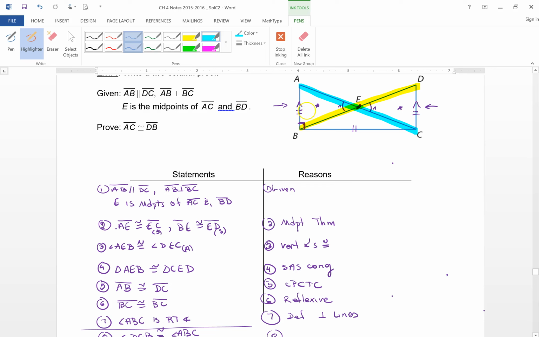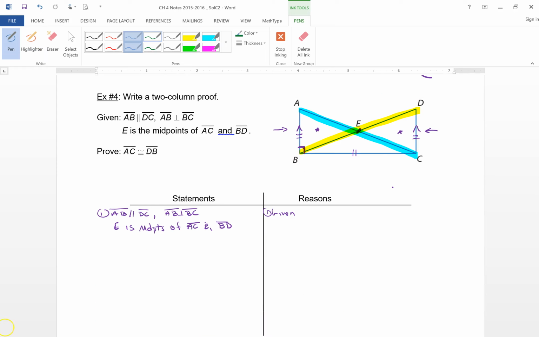When I do that, the second step is to prove the big triangle here and the big triangle here are congruent. Okay? So, should I continue or start this all over? How are we doing here? Okay, so we're starting the proof all over again.